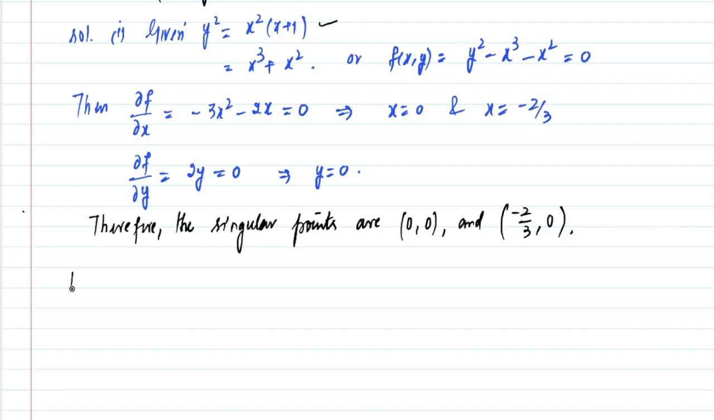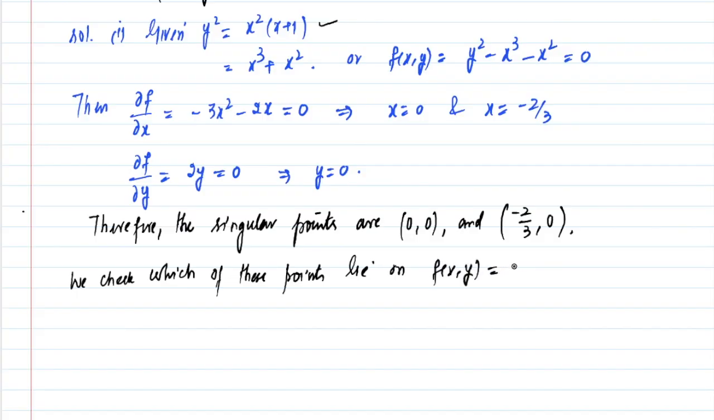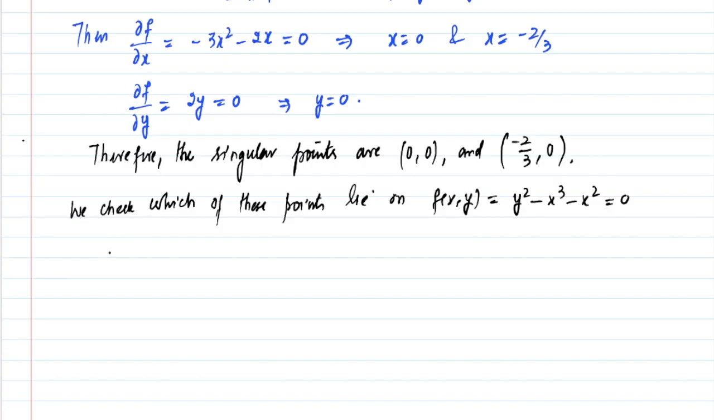So first of all, we check which of these points lie on f of x, y equal to y square minus x cube minus x square equal to 0. Then first of all we substitute the point 0, 0. So this gives us f of 0, 0, which is equal to 0 minus 0 minus 0, and this is in fact equal to 0.